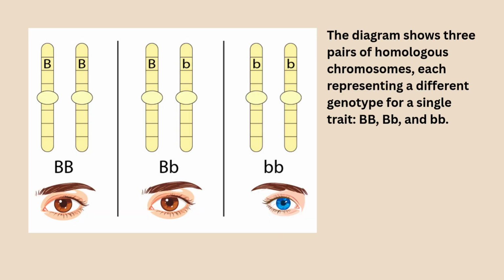The diagram shows three pairs of homologous chromosomes. Now, we inherit a pair of homologous chromosomes. One chromosome comes from each parent. So if we look at the example on the left, the individual would have inherited, say, a big B from their father and a big B from their mother. So they will be big B, big B overall, giving brown color. The middle person would have inherited one big B and one little b, so they will be big B, little b, and they will also have brown eyes. The person on the right would have inherited two little b's, one from each parent, so they will be little b, little b, and they will have blue eye color.